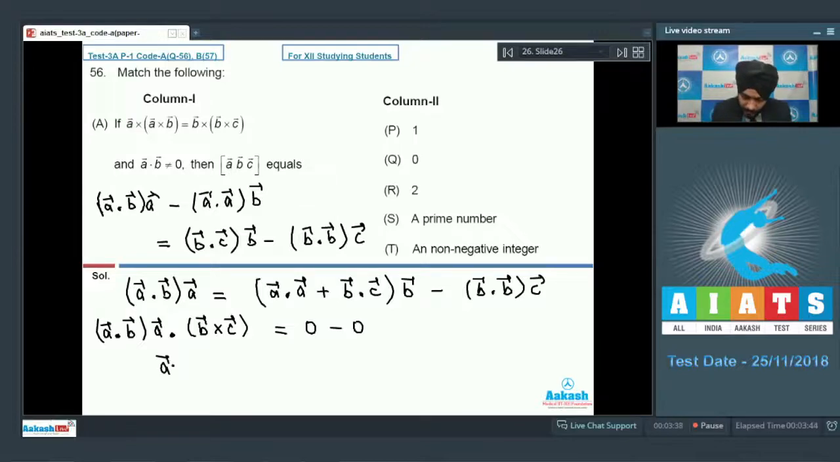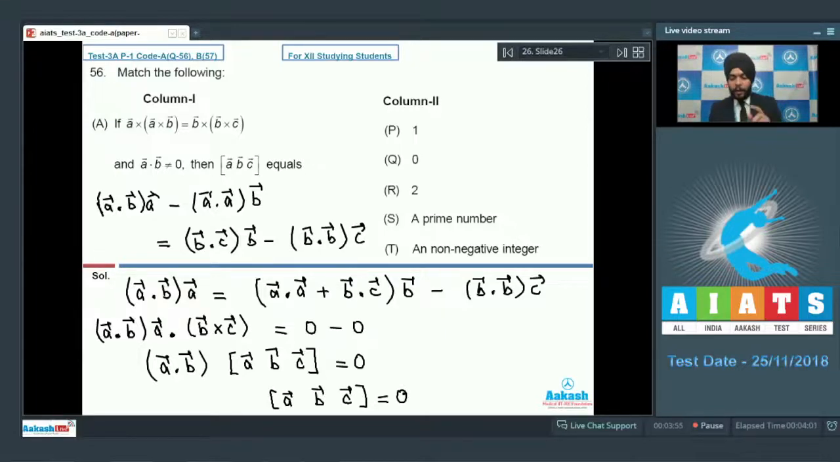That means A dot B, that is a scalar, multiplied by scalar triple product of ABC is equal to 0. Already it is given that A dot B is non-zero. This directly implies that scalar triple product of ABC is equal to 0. That is the only possibility. We have option number Q and option number T as the correct choice because 0 is a non-negative integer also. Let us move on to B part.